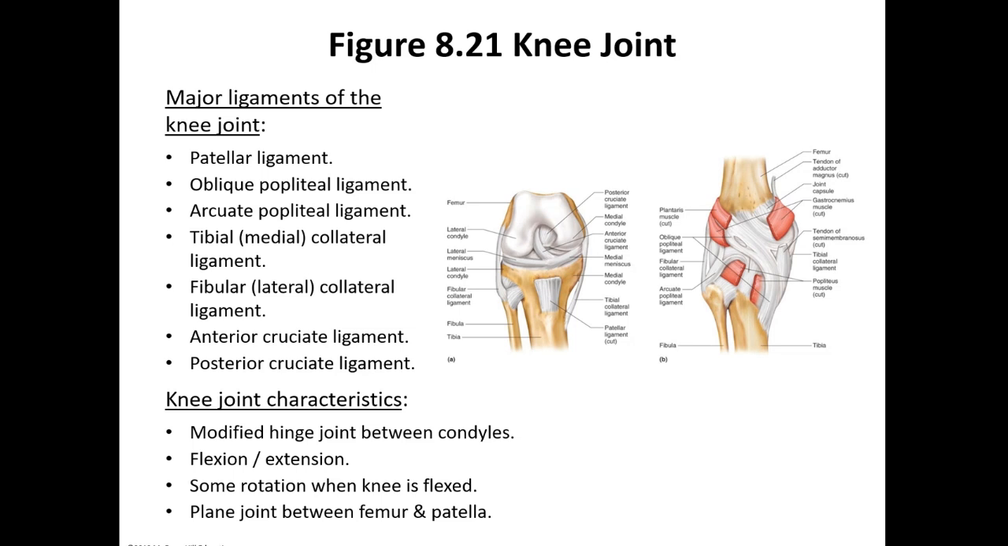You have heard someone say, oh, he or she tore their MCL. Or he or she tore their LCL. That's called lateral collateral ligament. Or they tore their ACL, the anterior cruciate ligament. Or they tore their PCL, the posterior cruciate ligament.